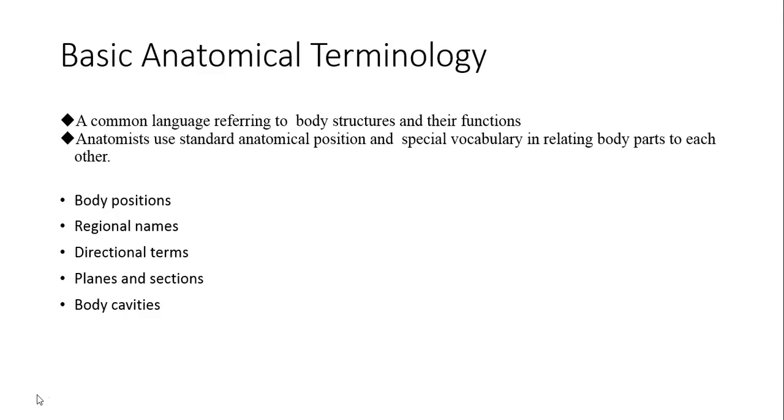So now let's talk about basic anatomical terminology, which is a common language referring to body structures and their functions. Anatomists use standard anatomical position and special vocabulary in relating body parts to each other. We'll look at body positions, regional names, directional terms, planes and sections, and body cavities.